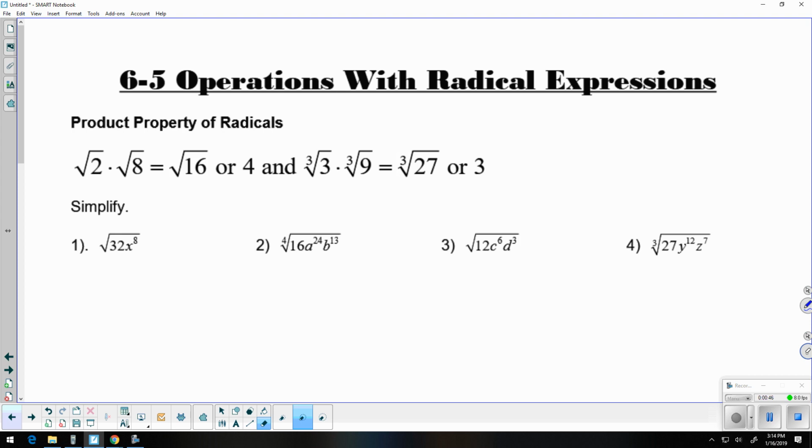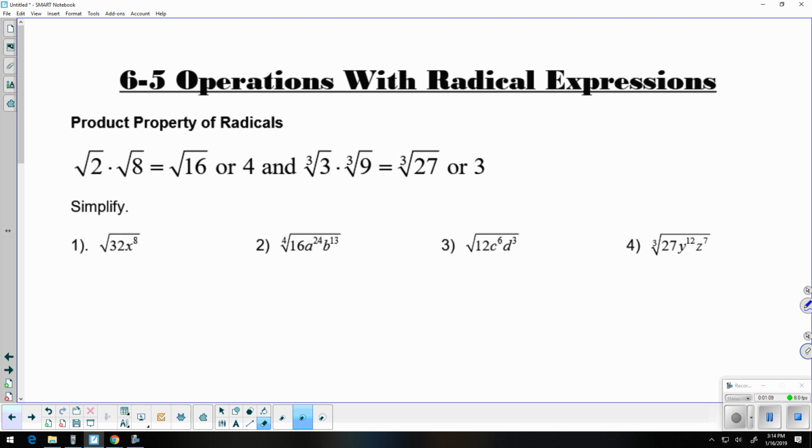So, similar idea. Coming to our first examples, it has the product property of radicals. It says the square root of 2 times the square root of 8 is the square root of 16, which is just 4. Similarly, if you have the cubic root of 3 times the cubic root of 9, you get the cubic root of 27, because 3 times 9 simplifies to be 3.